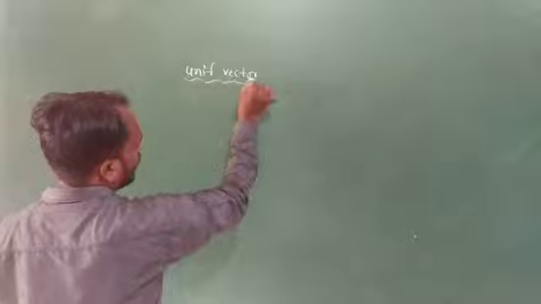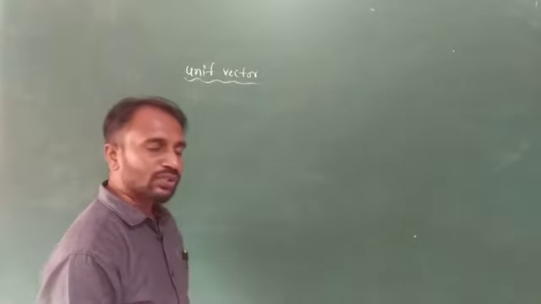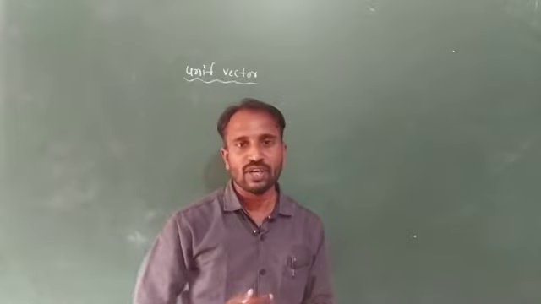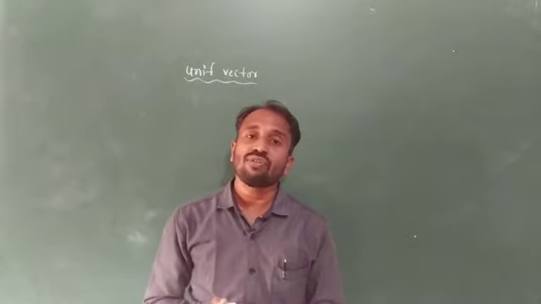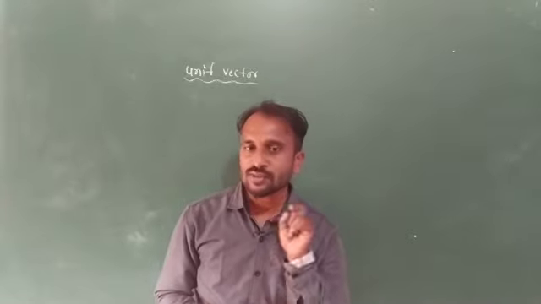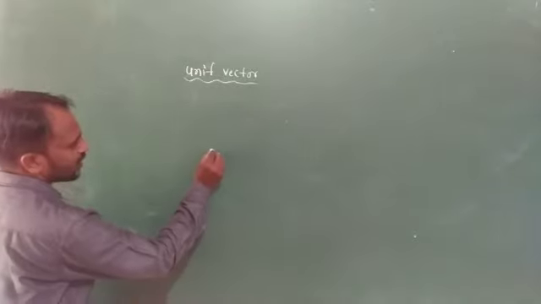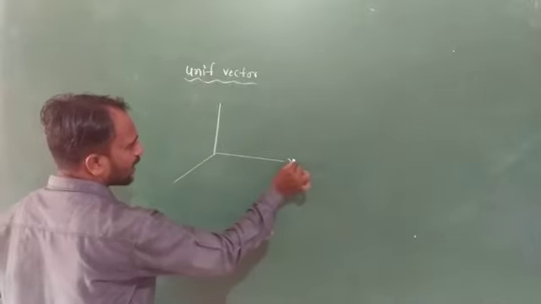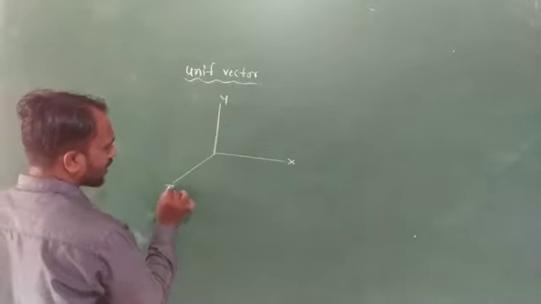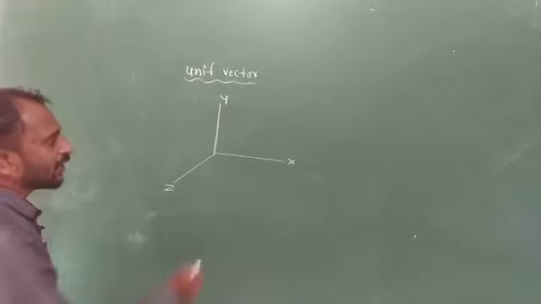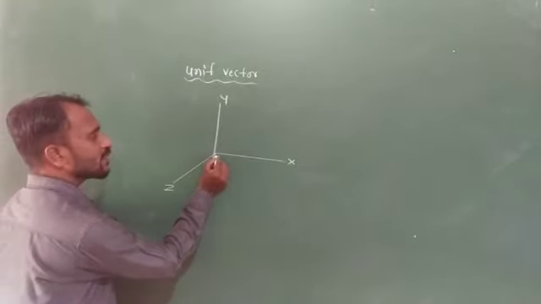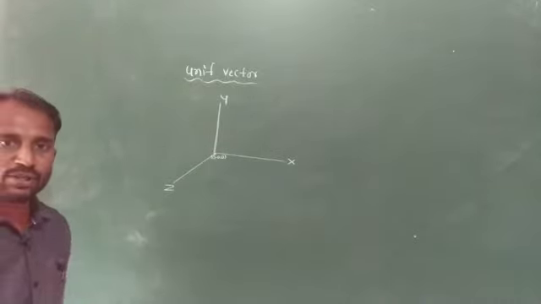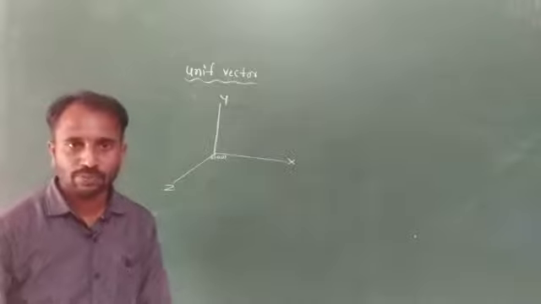The magnitude of a unit vector is always 1. For example, here we consider the x-axis, y-axis and this one is the z-axis. And at the origin, the x value is 0, the y value is 0 and the z value is also 0.